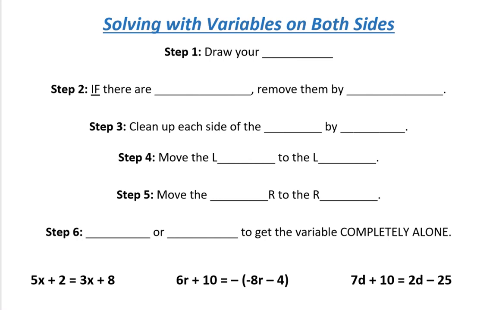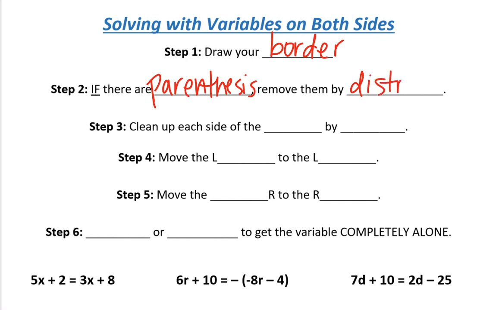Today we're going to continue with solving multi-step equations, but this time we're going to have variables on both sides. So the first step again is to just draw your border. The second step is if there are parentheses, you need to remove them by distributing. So you guys already know how to do that. That's when you draw the arrows and multiply.